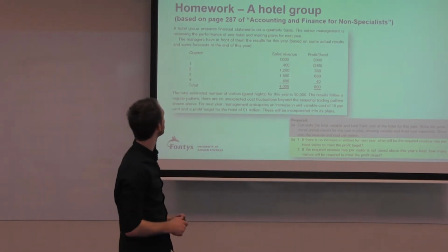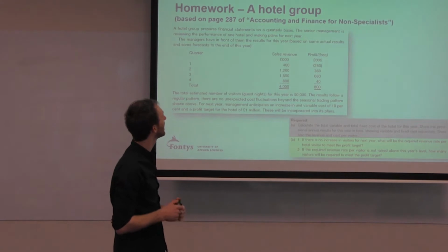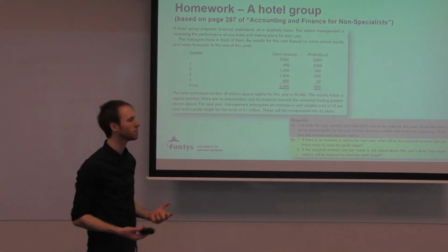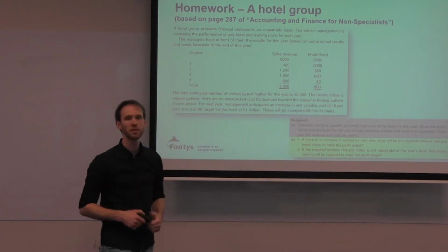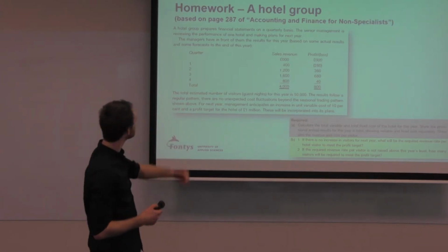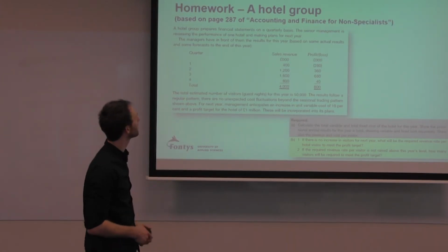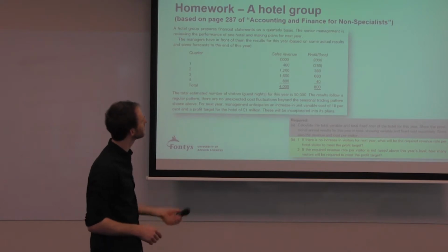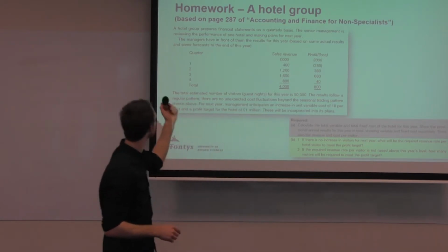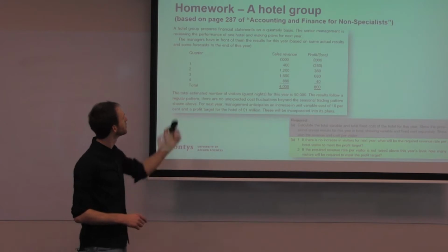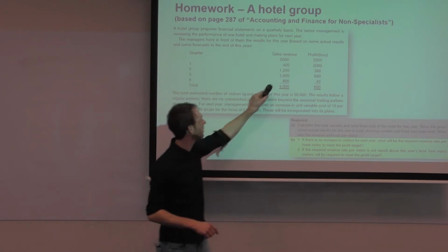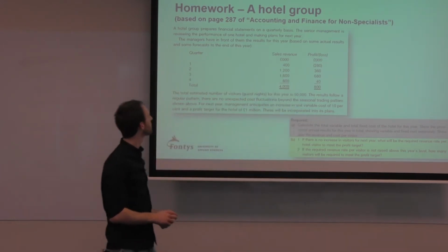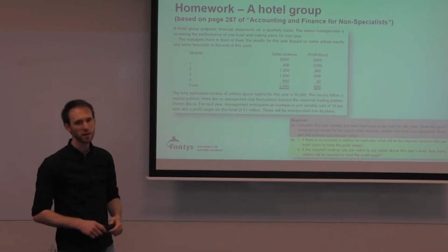And the senior management is reviewing the performance of one hotel and making plans for the next year. So they take this as a basis for deciding further. The managers have in front of them the results of this particular year based on some actual results and some forecasts to the end of this year. So you can actually see here the data of sales revenue, profit and loss. And then you have some more information.